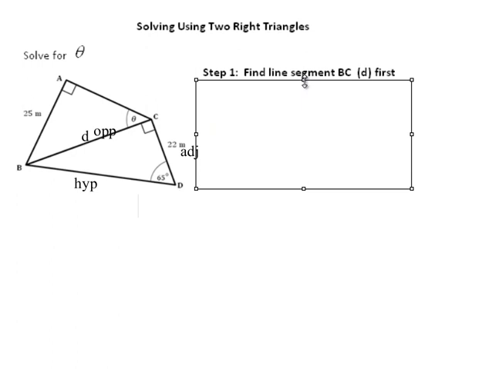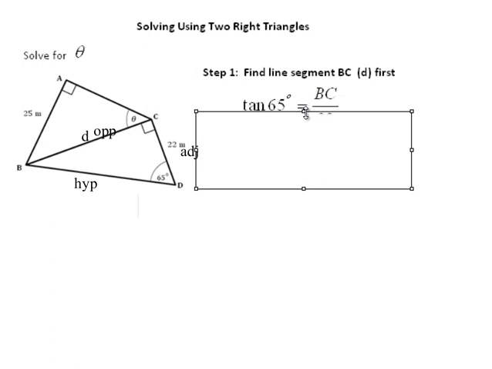So tangent of 65 is opposite over adjacent. That boils down to a math expression of tan 65 degrees equals BC, which we could also have as lowercase d, so just know that you can change those, over side length 22. So our goal is to find side length BC.